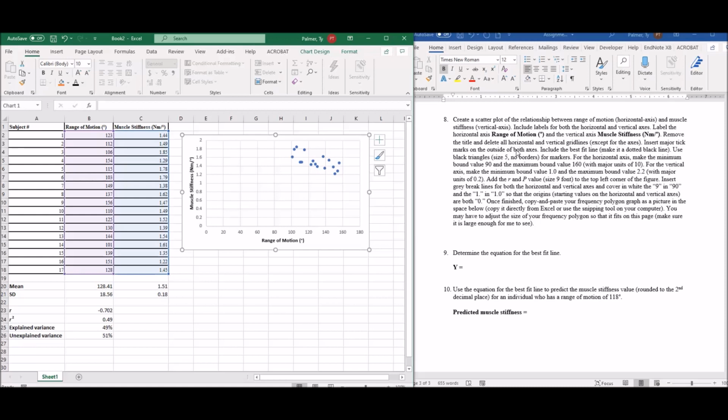It says also delete all horizontal and vertical grid lines, so you can click on the horizontal, highlight them, and then hit delete on your keyboard, hit the vertical grid lines, and then hit delete again. Okay, and that deletes those.